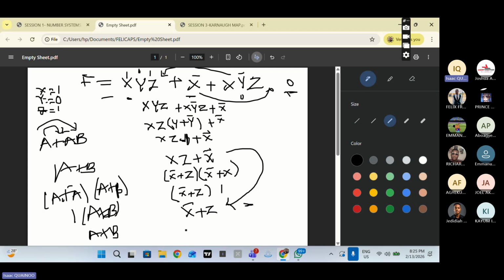Let's test with this and see. So we have x bar will be 0 plus z. z is 1, right? So we are dealing with our OR operator. So this returns a 1, which doesn't agree. It doesn't agree.